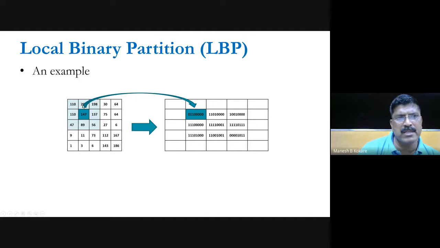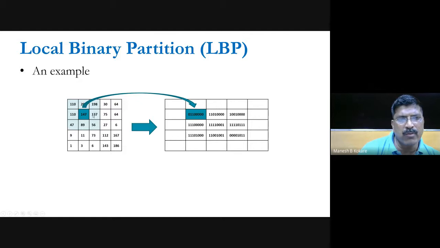Now what about this one? Suppose this is 200. 200 is greater than 147, so B1 will be equal to 1. Again, 198 is greater than 147, so this will be 1. Now coming to this one, 110 is less than 147, so this will be equal to 0. Right?